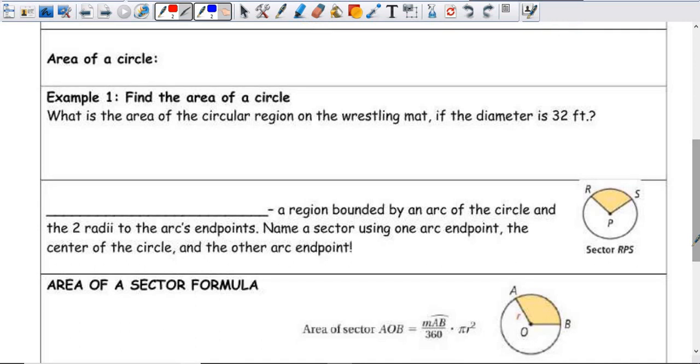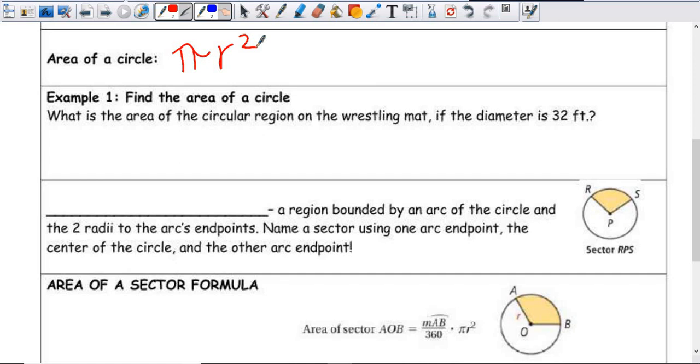We also have area of a circle, which is a review. Area of a circle is on your formula sheet, but it is pi r squared. So you have to use a radius for area of a circle. You cannot use a diameter like you have the option of with circumference. So let's do one problem with the area of a circle.